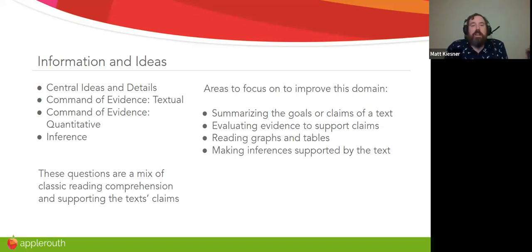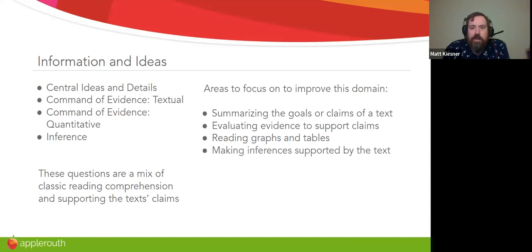The next ones are information and ideas. These are the most reading comprehension questions. So central ideas and details are just straight-up classic reading comp. What's the main idea, or what do we know about this character if it's from a story. So you have the two kinds of command evidence questions. Textual ones are where you're finding evidence that supports a claim, and then quantitative is the ones with graphs and tables. And then inference is where you have to pick the best selection for the last sentence of the text. It pulls these things together.